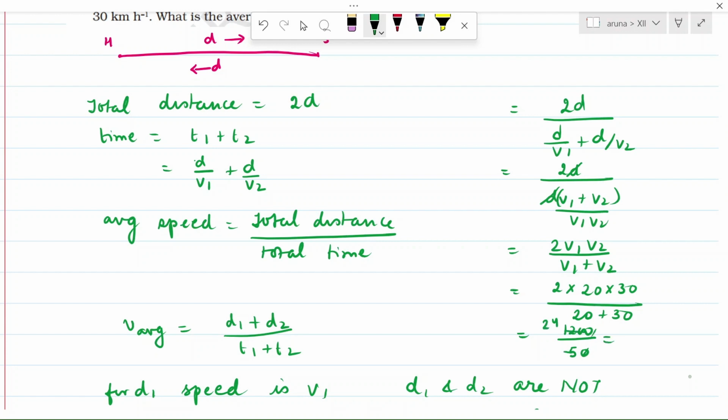Now very often the students make an error in the calculation of the speed over here and they just do 20 plus 30 by 2 as 25. That's not the way to do it. So check out this method correctly, follow the system and then do the calculations.